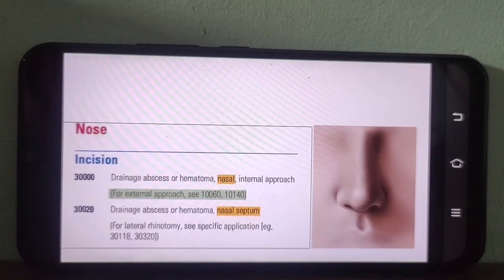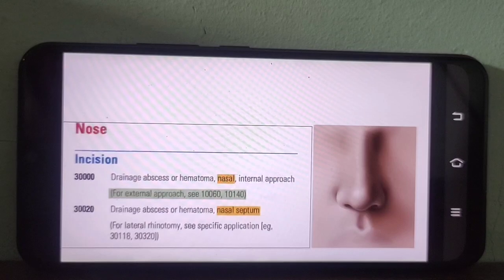Site, procedure and approach. Anatomical site, procedure and approach. These are the basic 3 key terms for the entire surgery section, not only for this respiratory. For the entire surgery section, we have to check the anatomical site, procedure and approach. Where, what, how.